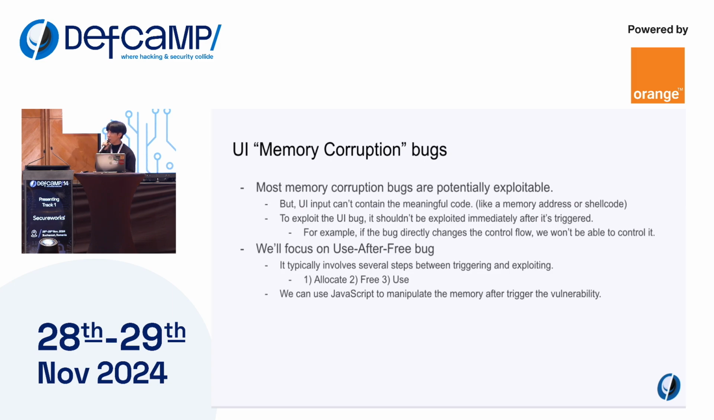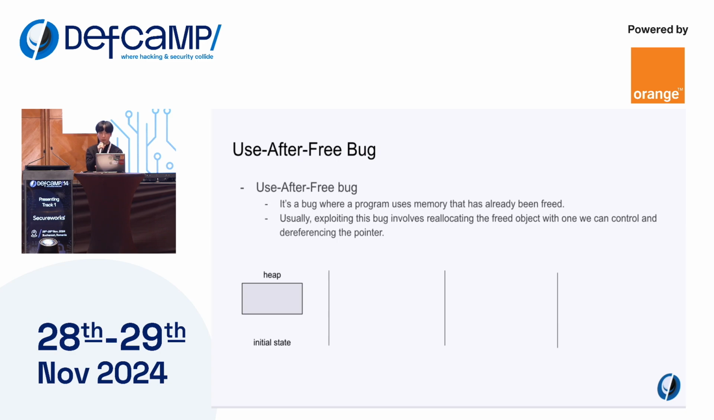However, with something like a use-after-free bug, where there are multiple steps between triggering and exploiting, we gain the time needed to insert our input. So this gives us the ability to manipulate memory using JavaScript after the bug is triggered. So we will only consider the use-after-free bug today. And yeah, let's dive into the UAF.